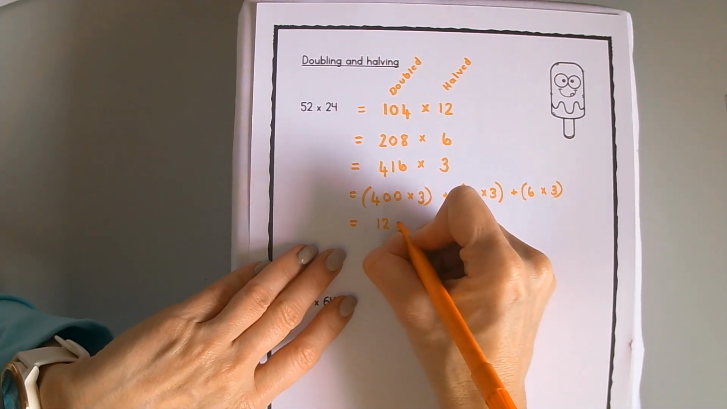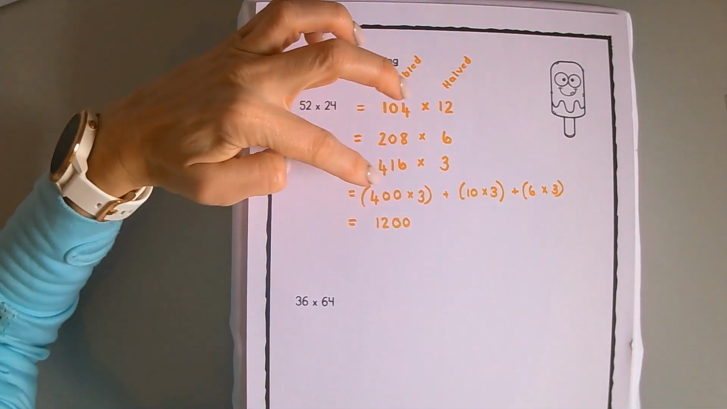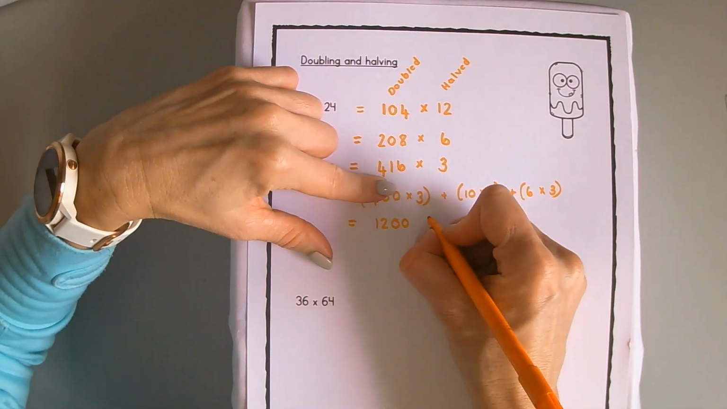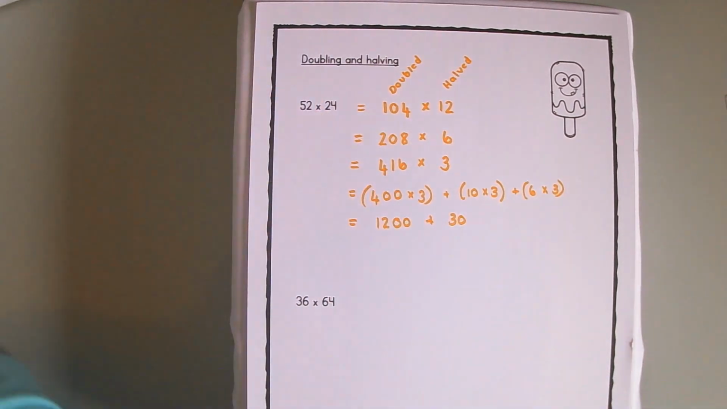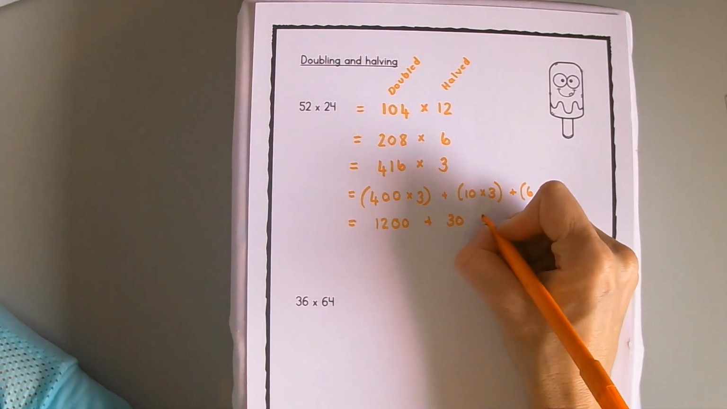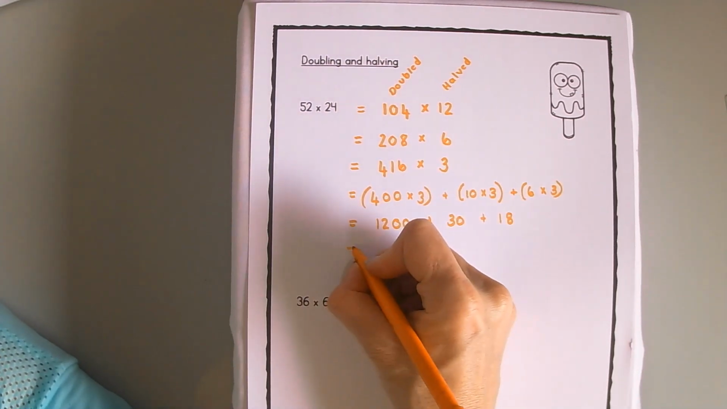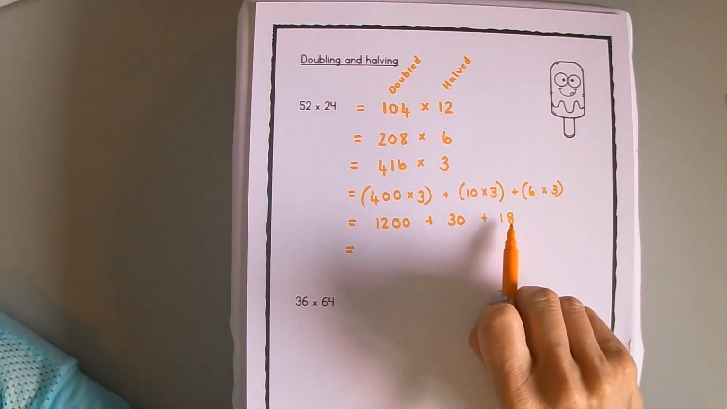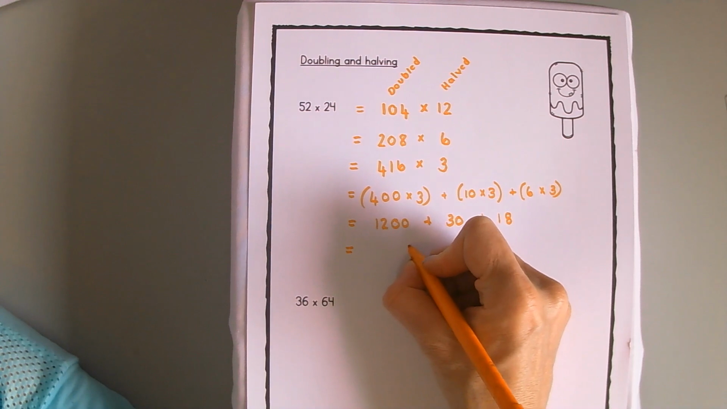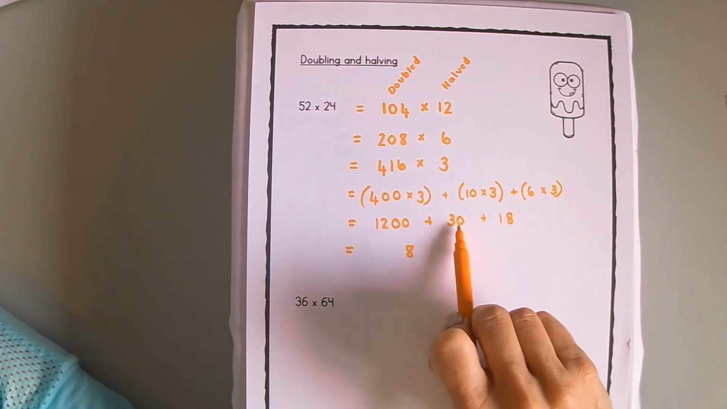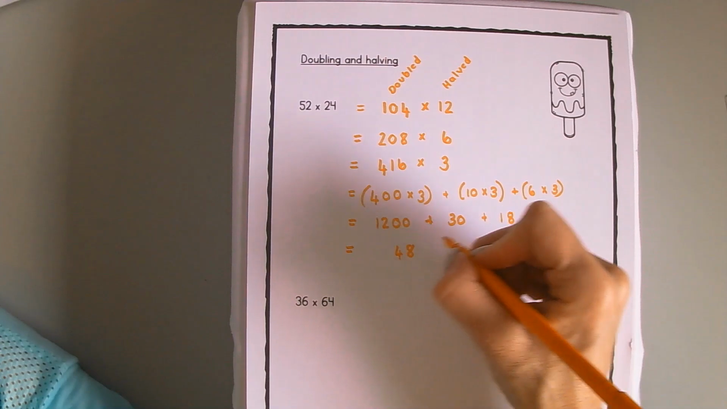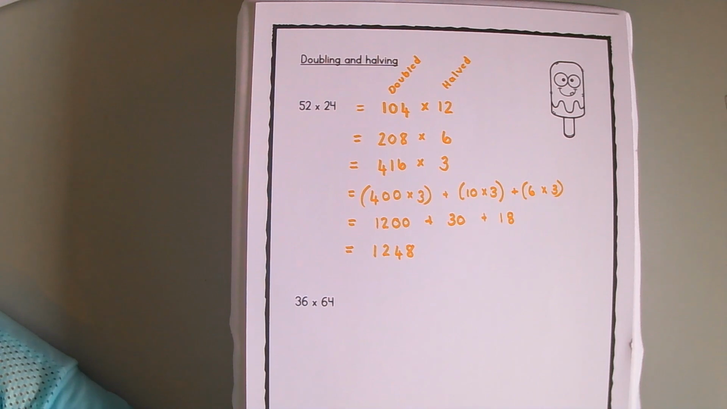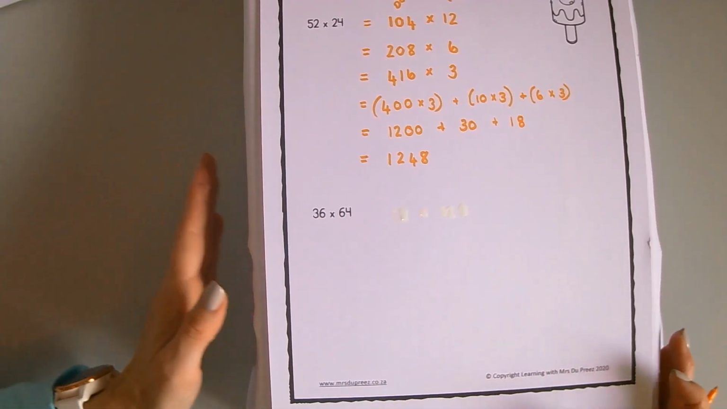400 times 3 is 1,200. Why? Because 3 times 4 is 12, and I've got 2 zeros to put in there. What is 10 times 3? That's quite a nice, easy one, and that's 30. And we've got 6 times 3, and that is 18. And now we can add them all together, okay? We've only got the 1 unit, so that's 8. We've got the 2 tens, so it's 3 and 1, that's 4. And we've got no hundreds or thousands here, so we've just got the 2 and the 1, and that is your final answer. Let's go on to the next one.